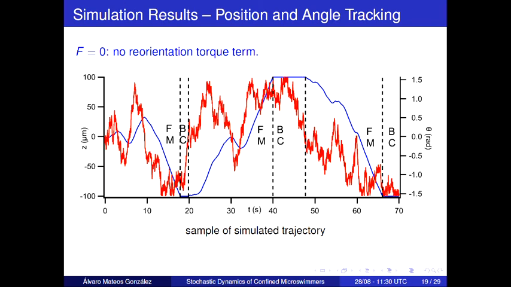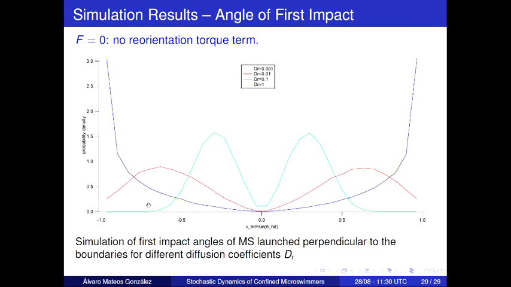Okay, so for now, this is an agent-based simulation of the position and angle of a microswimmer with no reorientation torque term. And this is what happens if you launch that microswimmer vertically in the middle of the domain at initial time, and you measure the first impact angle. So these are impact angle distributions depending on the angular diffusion coefficient. Larger angular diffusion means that the sine of the angle of impact is going to be closer to -1 or 1, so it's going to be more perpendicular to the boundary.